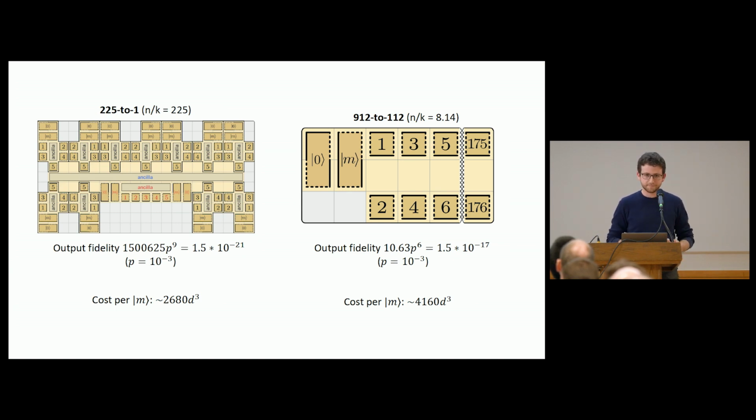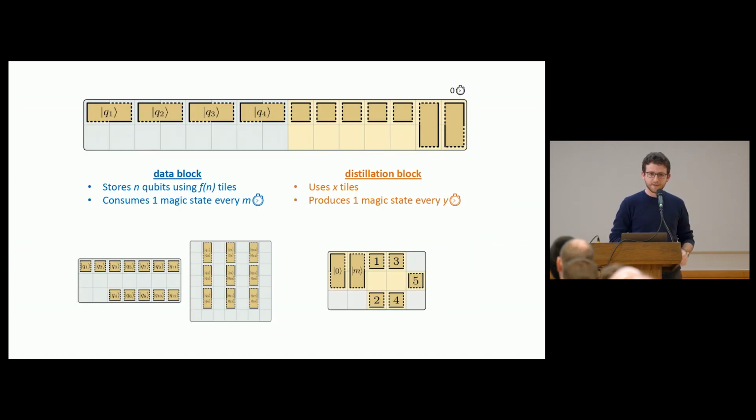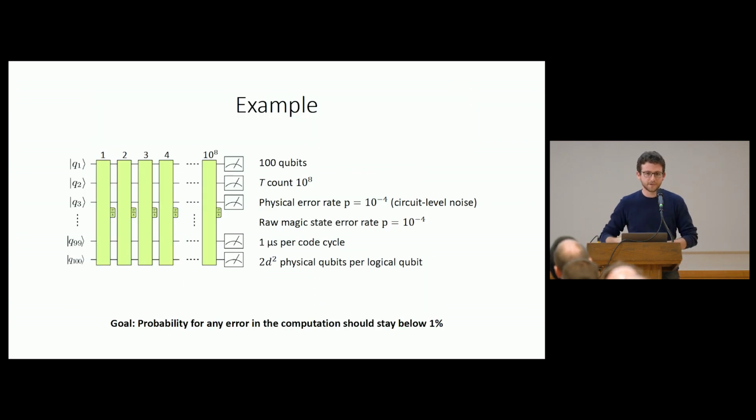So my point here is to try to come up with better cost metrics for magic state distillation. All right, enough about distillation. With our data blocks and distillation blocks, we have all the components that we need to now construct our large-scale quantum computer and to go through our 100 qubit 10 to the 8 T-gate quantum circuit.